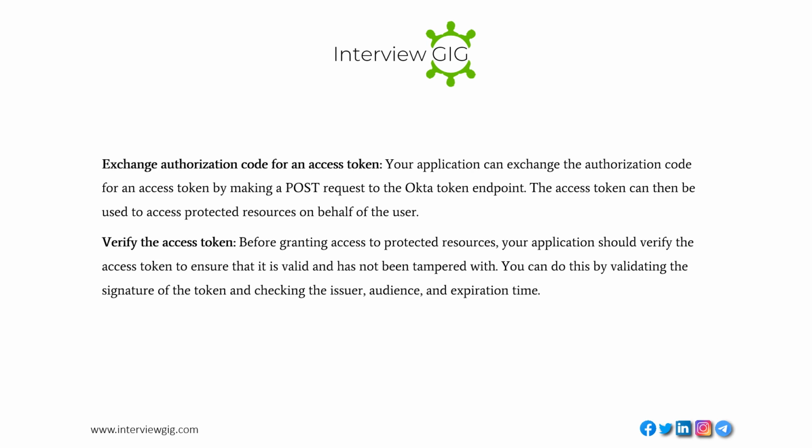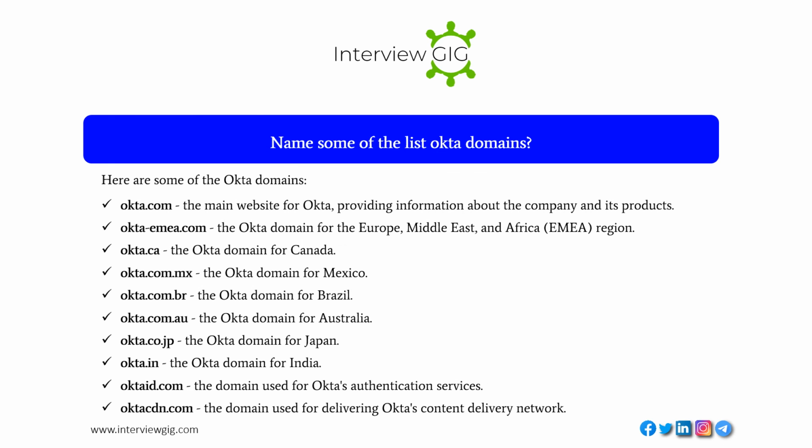Verify the access token. Before granting access to protected resources, your application should verify the access token to ensure that it is valid and has not been tampered with. You can do this by validating the signature of the token and checking the issuer, audience, and expiration time. Name some of the list Okta domains. Here are some of the Okta domains.